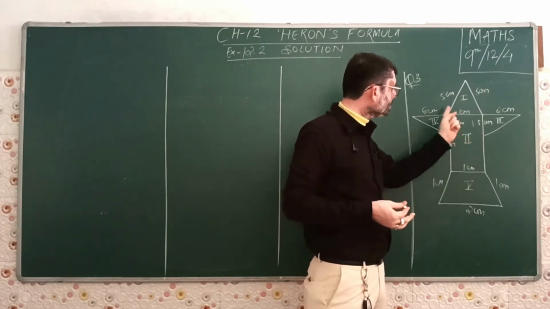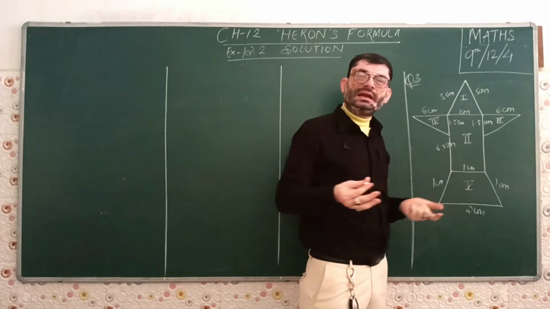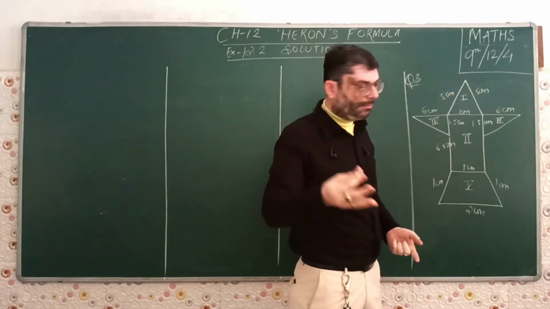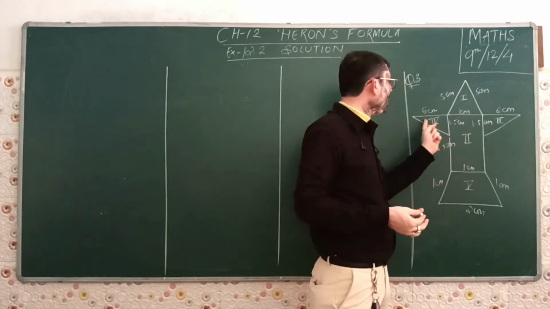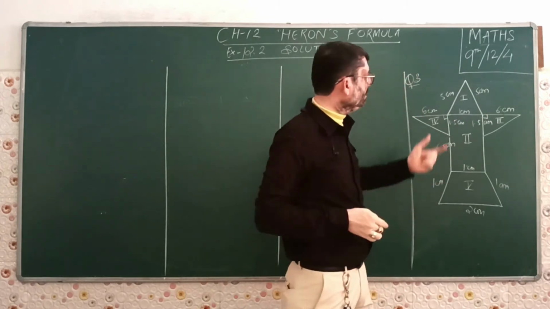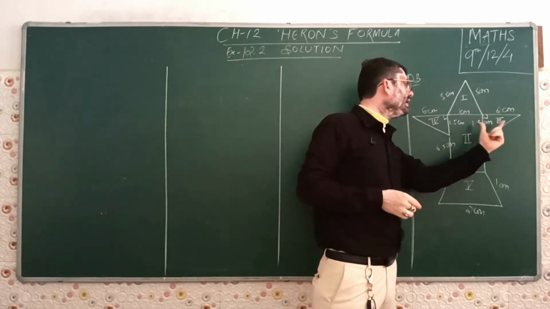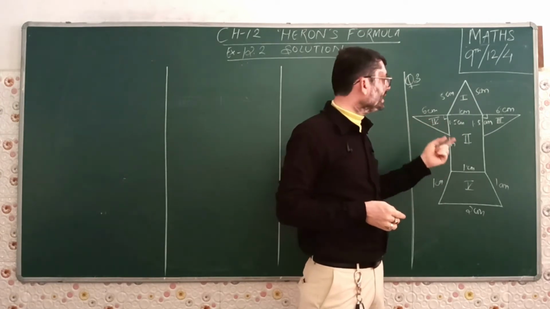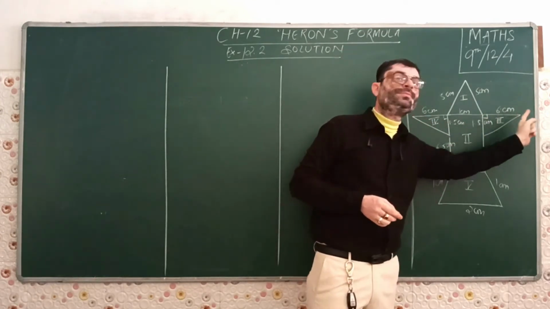Then part 2 is in the shape of a rectangle. We can find the area of the rectangle by the basic formula, length into breadth. Then part 3 and part 4 are two right-angled triangles with equal dimensions. So whatever will be the area of part 3 will be the area of part 4 also, and that can be found out by half into base into height.